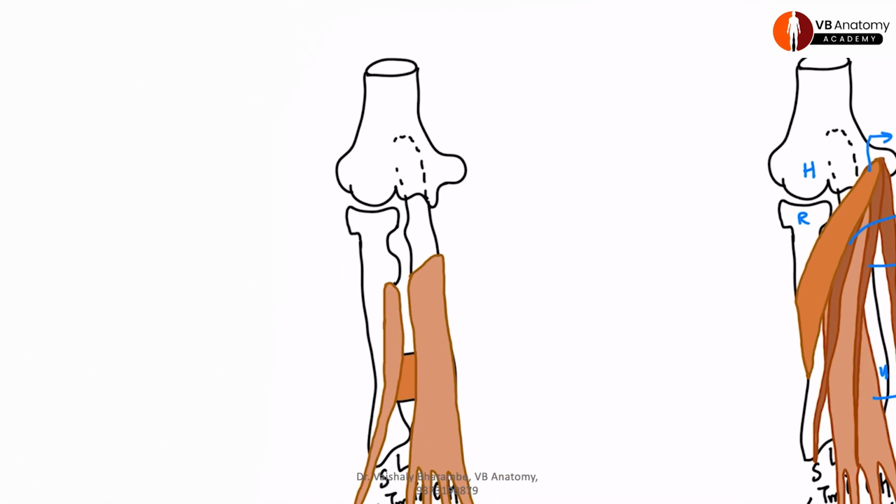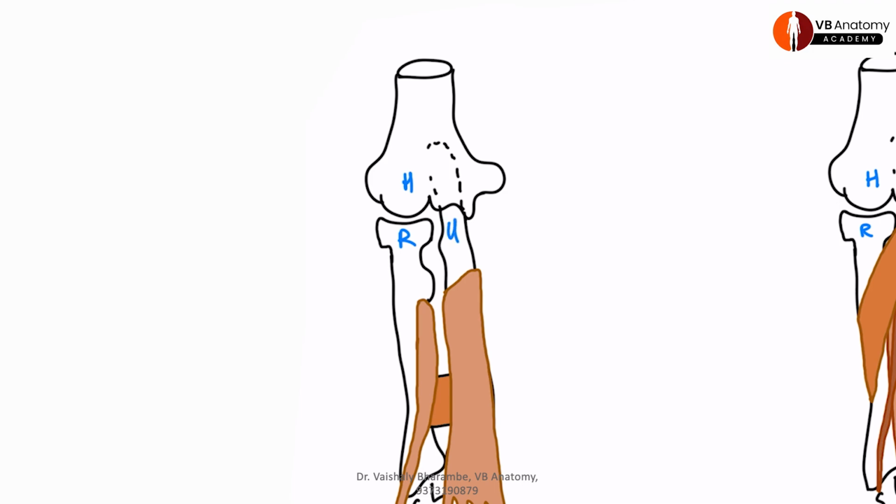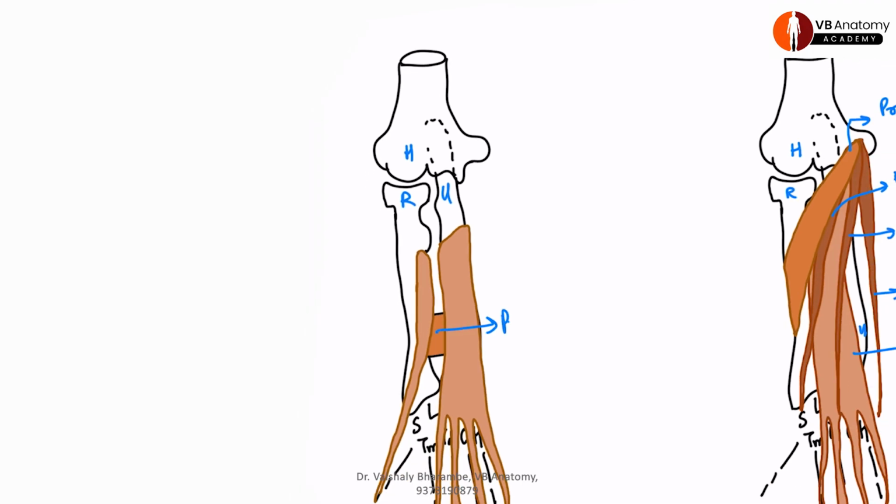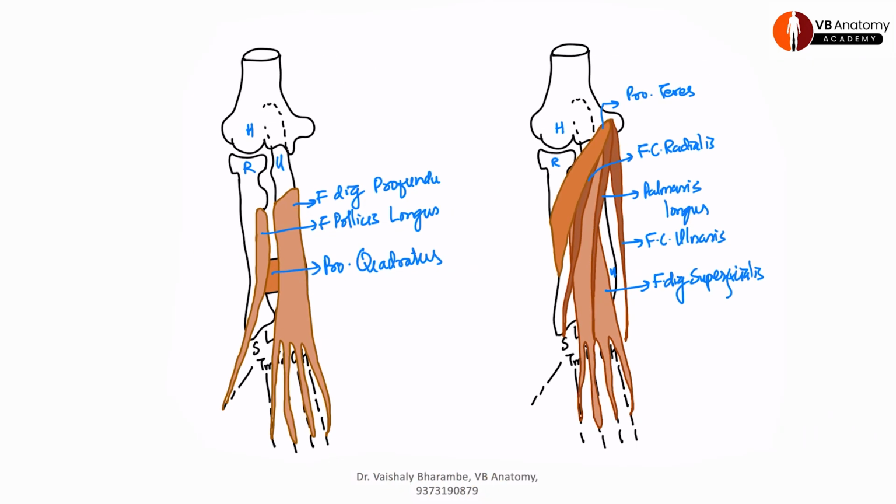Now on the other side, again this is your humerus, your radius, and your ulna. Deepest here is your pronator quadratus. This is your flexor pollicis longus. And this here is your flexor digitorum profundus. Of course, note distal phalange. For this side, note middle phalange.